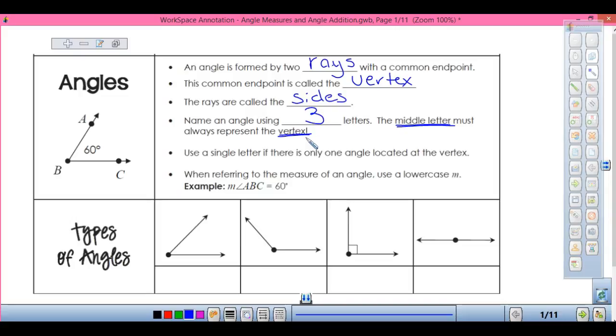Okay. Now, if there's only one angle, I can go by 1 letter. So like I could call this angle B, but more often than not, you're going to see angles like on page 18, where there's more than 1 angle coming out of a vertex. So in this guy, we call it angle ABC, or I can call it angle CBA, yep. As long as that B is in the middle, I can call it either one.